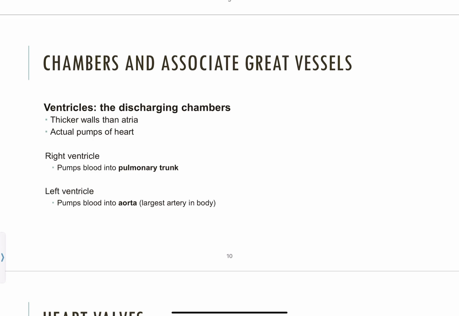The right ventricle is going to pump blood into the pulmonary trunk, which is going to lead to the lungs. And then the left ventricle pumps blood into the aorta, which is the largest artery in the body. The aorta is then going to distribute the heavily oxygenated blood to the entire systemic circulation.